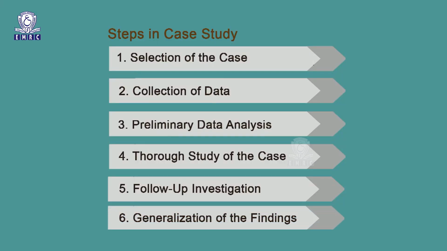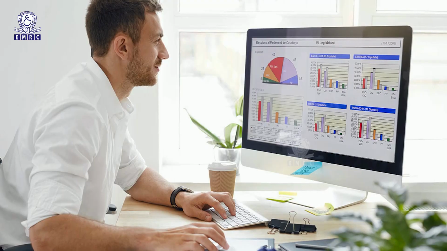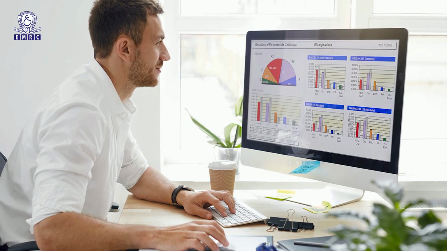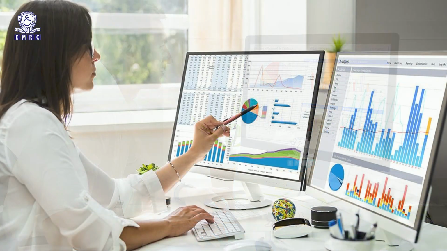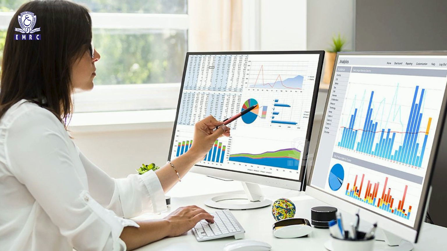Step 6 involves generalization of the findings. Through the conclusion of the case study, the researcher ensures a generalization of the data collected and analyzed. Through this generalization, he or she can draw a clear picture of the investigation and extend this understanding to arrive at a conclusion.